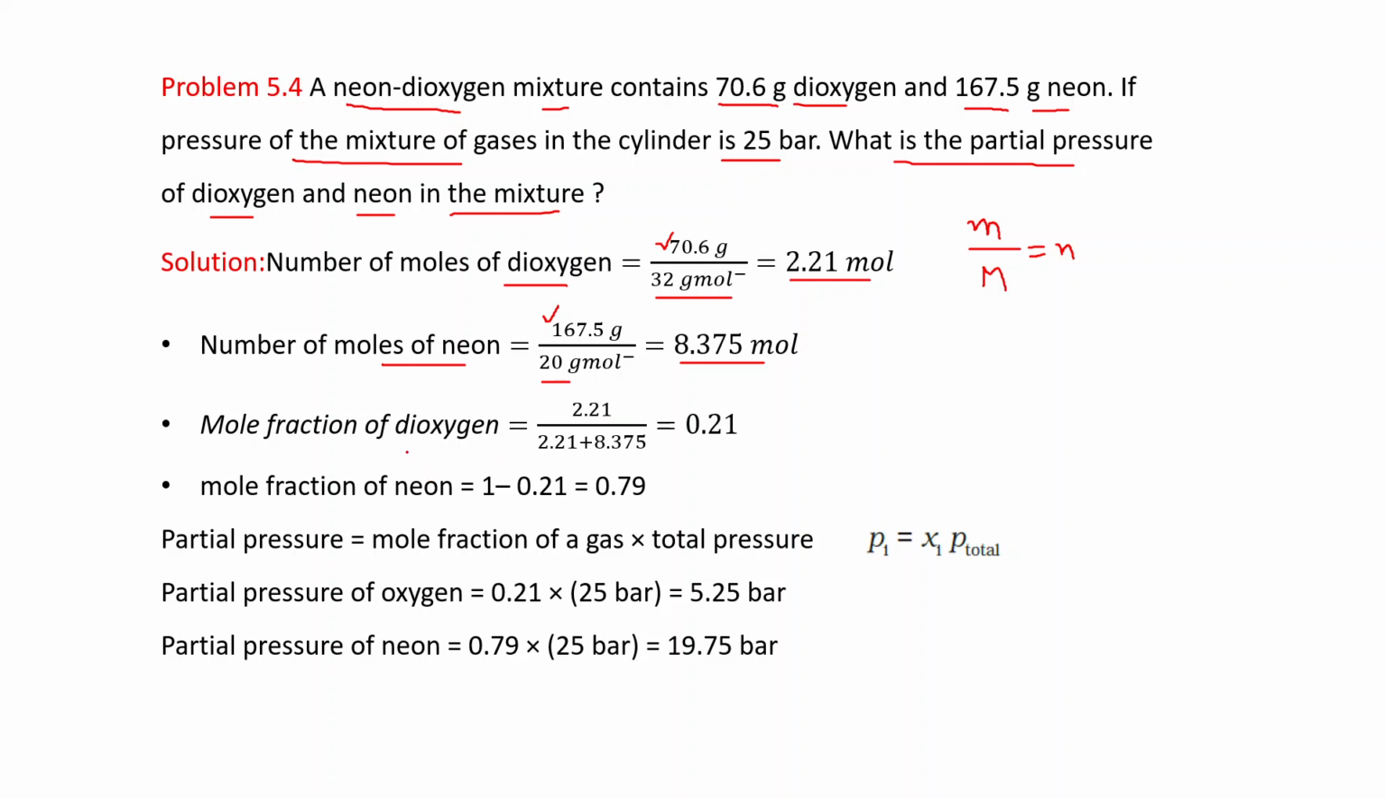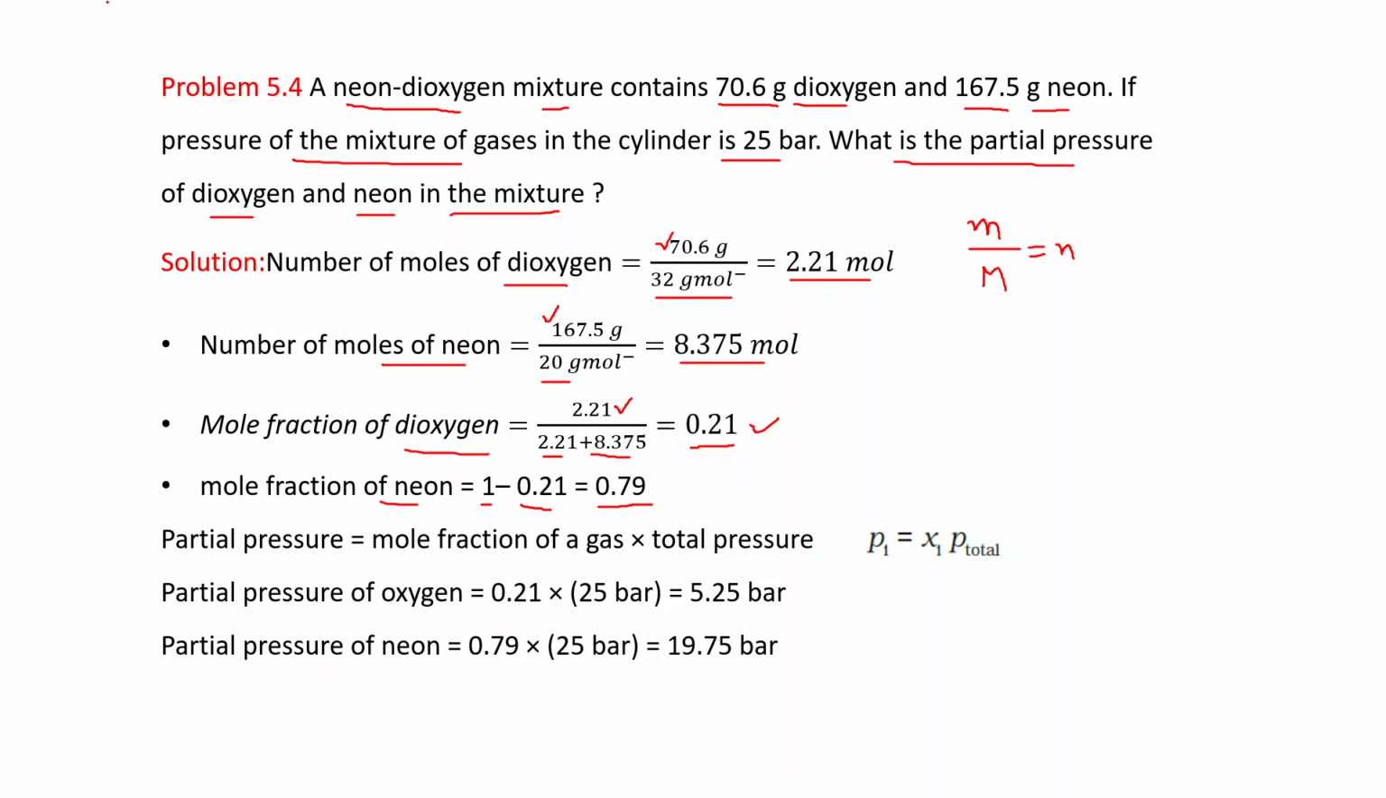Then mole fraction of dioxygen is equal to number of moles of dioxygen divided by total number of moles of dioxygen and neon, that is 2.21 plus 8.375. This is equal to 0.21. This is the mole fraction of dioxygen. Now in this case only two components are there, and we already discussed that the sum of the mole fractions of all the components in a mixture is equal to 1. That's why if we know the mole fraction of one component, we can find out the mole fraction of the other. How? Like this. Mole fraction of neon is equal to 1 minus 0.21, which is 0.79.